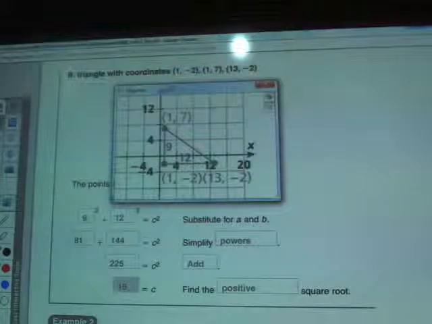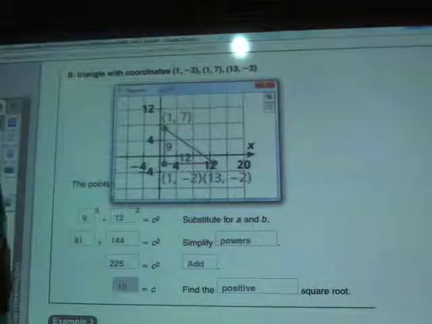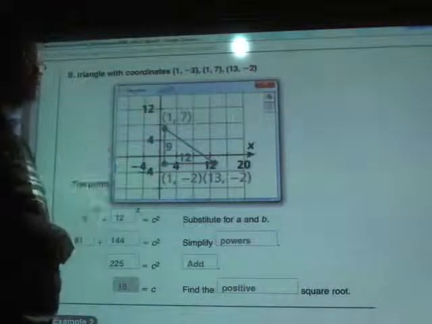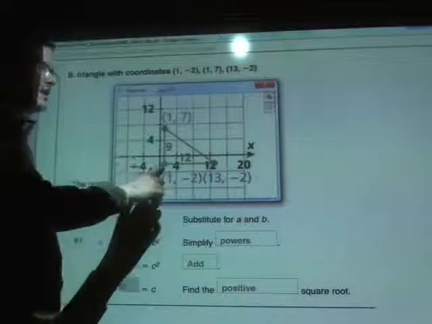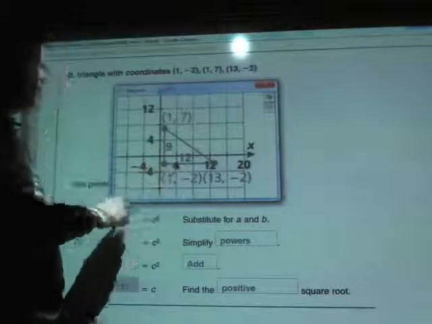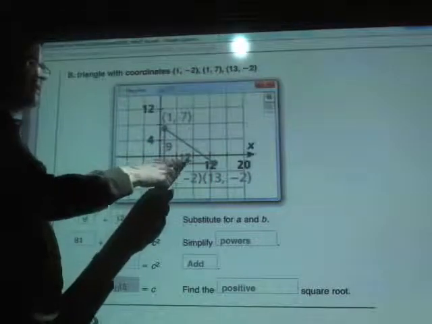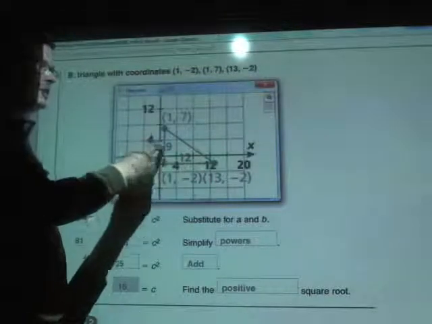Now, what's different about this question, where people could make a mistake, is they say, okay, well, I can count off how many units this is long. Yes, you can. All right, I agree. You can count off how many units this is long. Yes, I agree. And you can see that's exactly what they did. They figured out that this is 9 and this is 12. So the legs are 9 and 12.